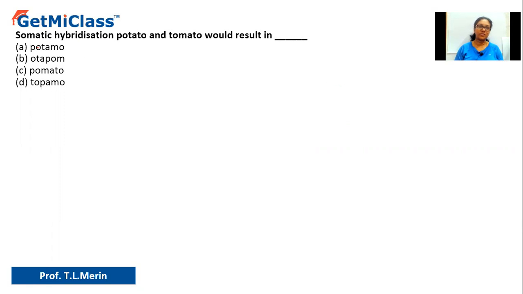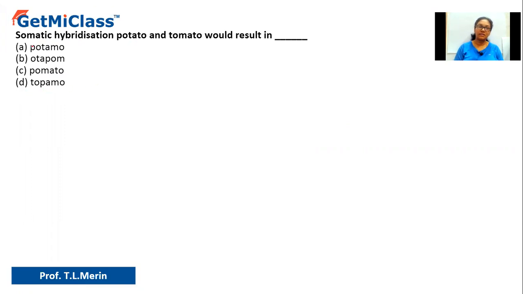Today we are going to solve this question which says somatic hybridization of potato and tomato would result in dash. Option A, potamo. Option B, otapom. Option C says pomato and option D says topamo.